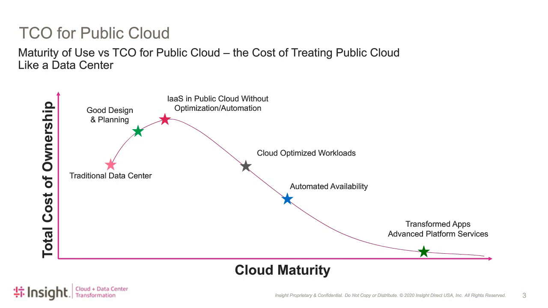So how do you get more value out of cloud? Well, you can optimize your workloads. You can right-size the compute and storage for your servers. You can automate the availability of that infrastructure.